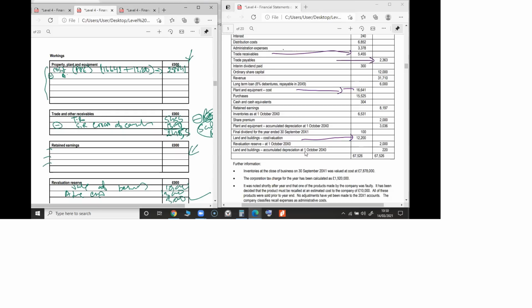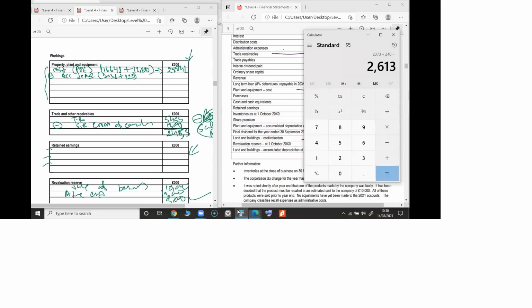Less accumulated depreciation, which is given. You can see it. There is one accumulated depreciation for plant and equipment, 3036, and for land and building, you remember, basically that's for building, 220. How much is the accumulated depreciation added up figure? 3036 plus 220 is how much? Give me someone's figure. 3036 plus 220, 3256. Thank you.